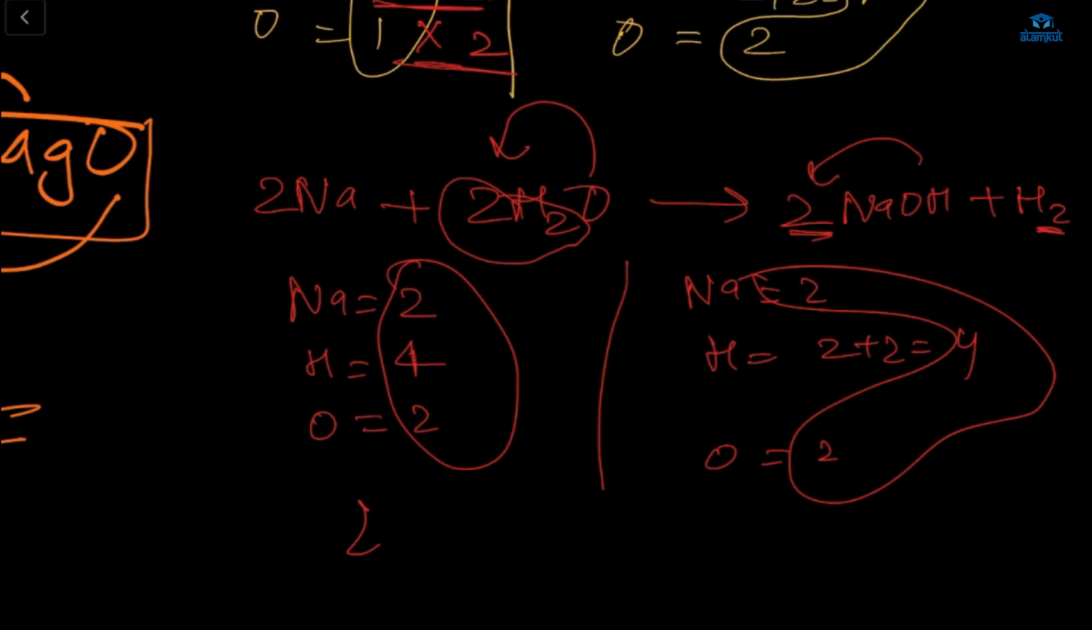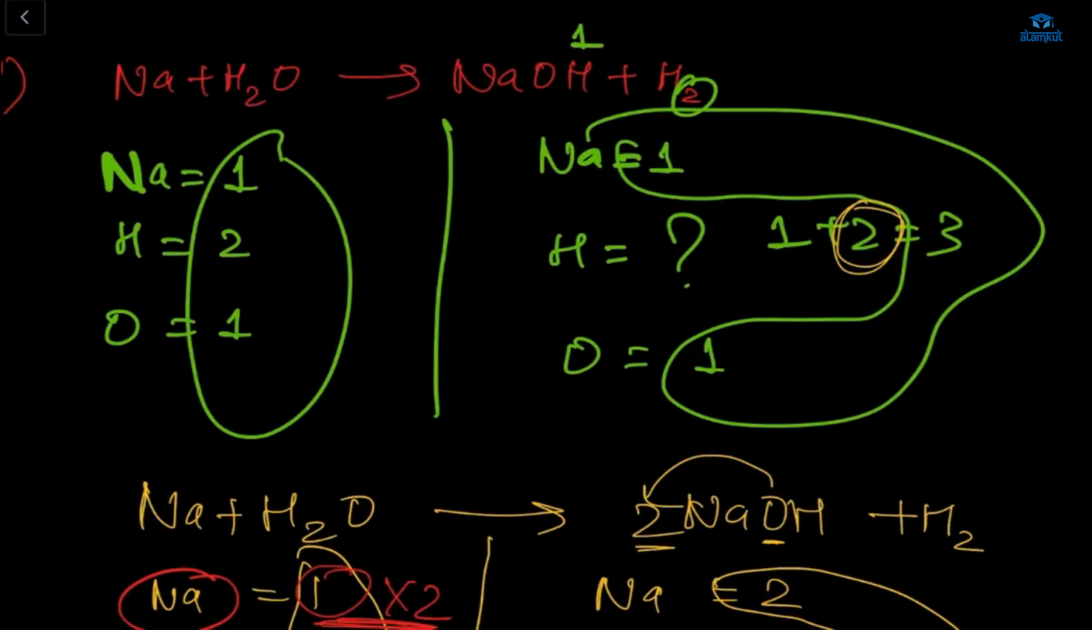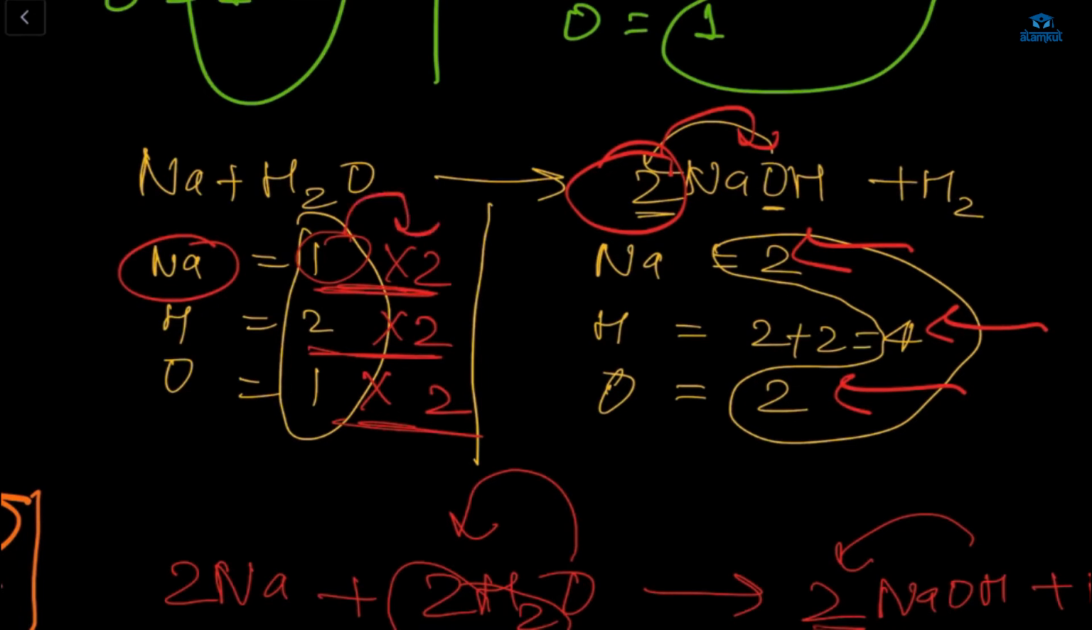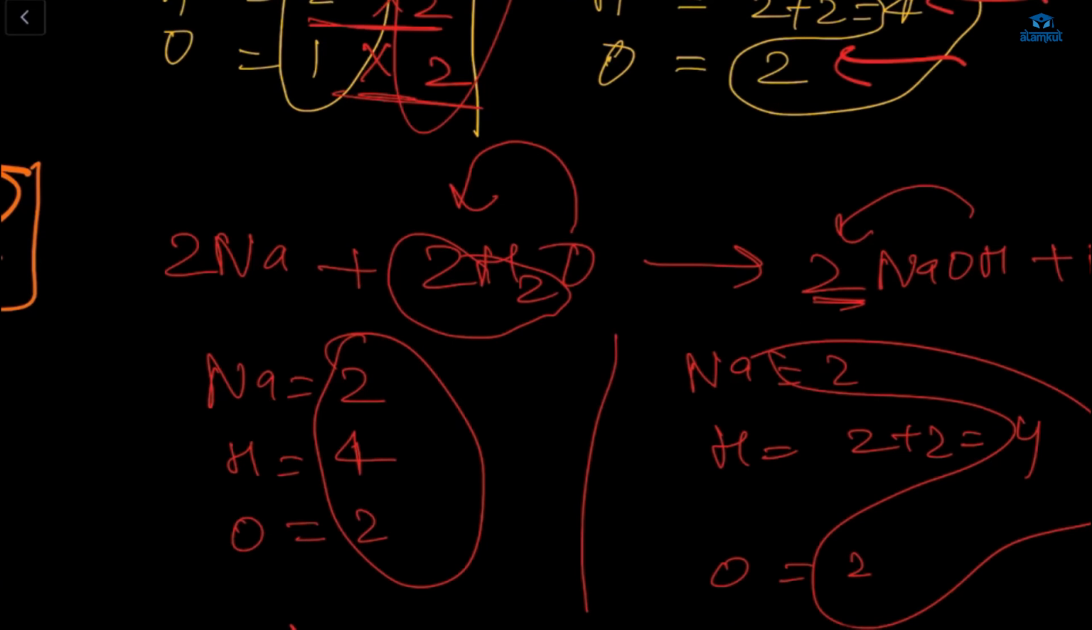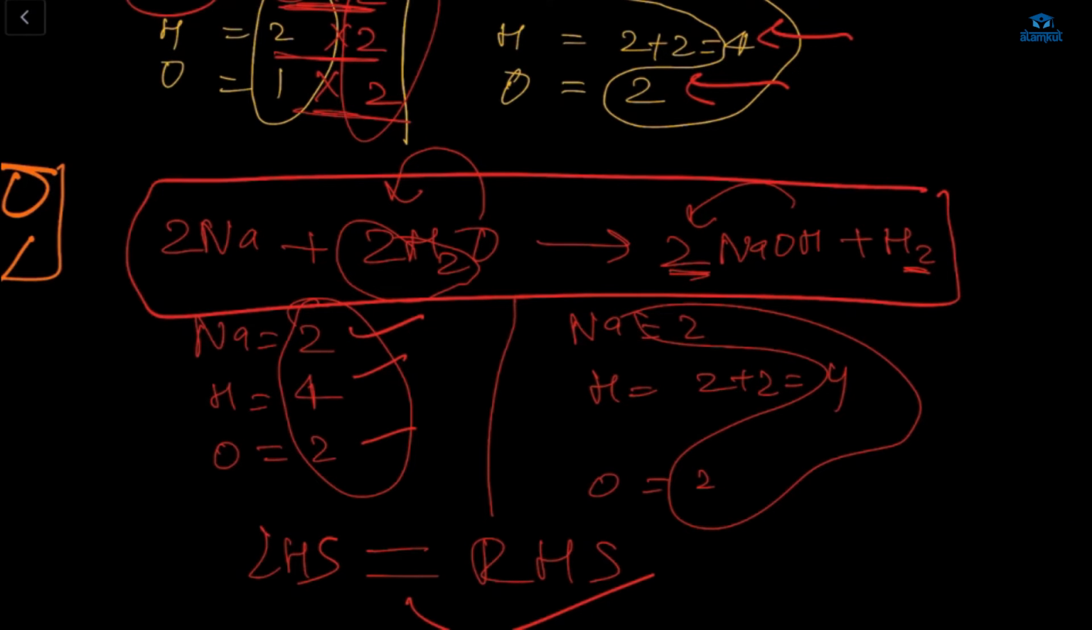See, LHS is balanced with RHS, means LHS is equal to RHS. Proved. No, this is not maths. So got it, right? What we have done, we added 2 in NaOH. Then it became 2, 4 and 2, the multiple of 2. So here I can directly write 1 into 2, 2 into 2, 1 into 2. It will be 2, 4 and 2. So the answer will be this: 2Na plus 2H2O giving 2NaOH plus H2.